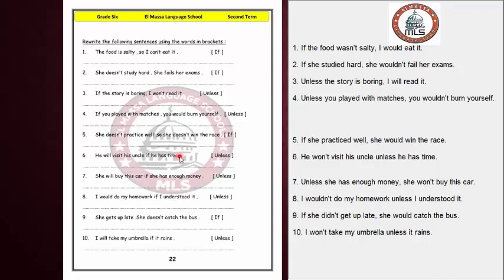Okay, so the second conditional, we use the past simple, then would plus infinitive, and we can start with would plus infinitive, and we know that unless equals the meaning of if not.